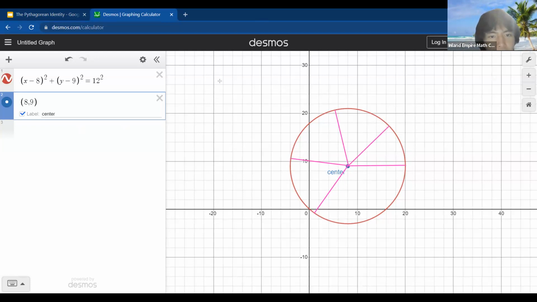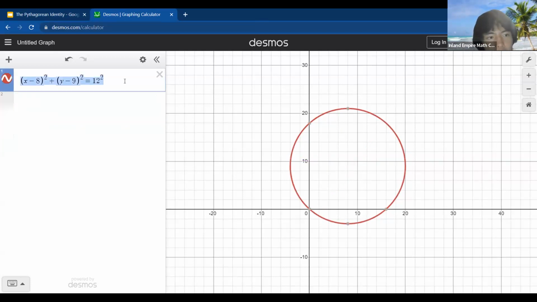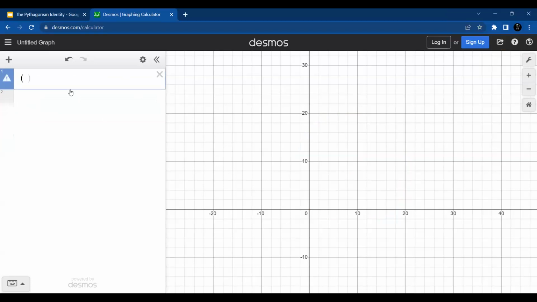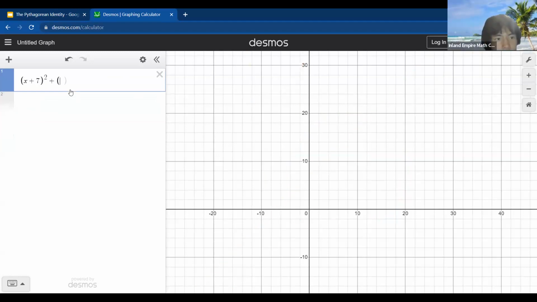All right, let's try another example. Joyce, give me a random coordinate. You can give negative coordinates too. (-7, 4). All right, okay. So as you can see, since we have a negative coordinate, you would have +7 because you have minus -7, which turns into a plus. Okay, Jasper, give me a radius.